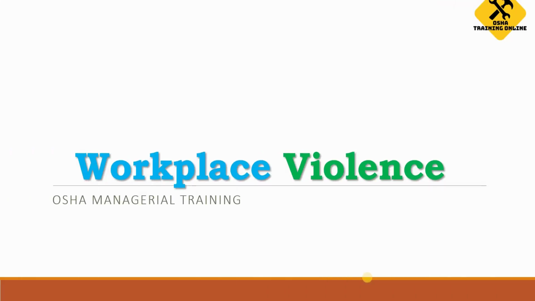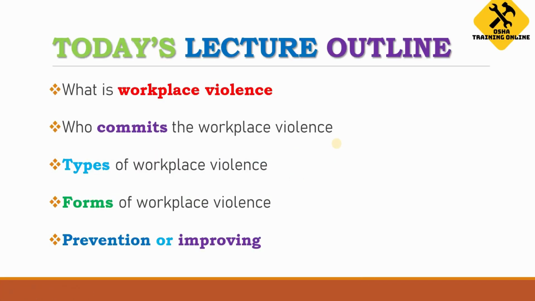Today our topic is workplace violence. Our lecture outline is the following. First, we will discuss what workplace violence is, who commits workplace violence, then the types and forms of workplace violence. And lastly, we will discuss the prevention or improvement plan for workplace violence.